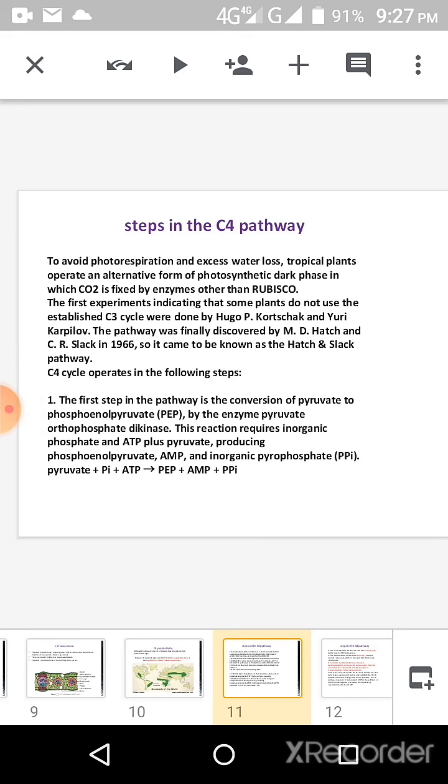The first step in the pathway is the conversion of pyruvate to phosphoenol pyruvate by adding phosphate to pyruvate. The enzyme involved is pyruvate orthophosphate dikinase. The reaction requires an inorganic phosphate and ATP plus pyruvate, producing phosphoenol pyruvate, AMP and inorganic pyrophosphate.